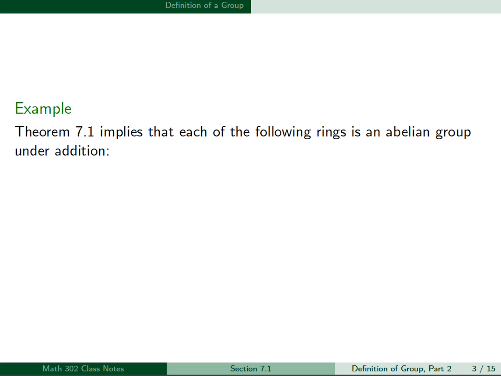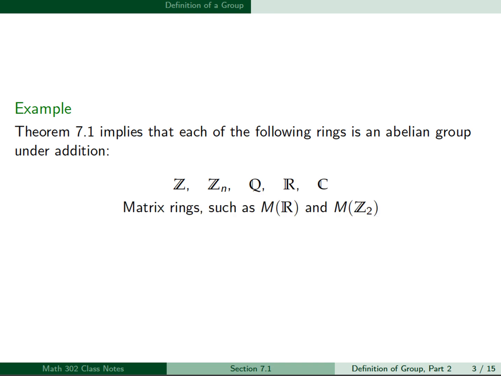Now, Theorem 7.1 implies that each of the following rings is an abelian group under the addition: the set of integers Z, the set of integers mod n, Z sub n, the rational numbers, the real numbers, the complex numbers, and matrix rings such as M of R, those are the matrices with real entries, or M of Z sub 2, those would be matrices with entries from Z2, and polynomial rings such as Z[x], R[x], and Z sub n[x].